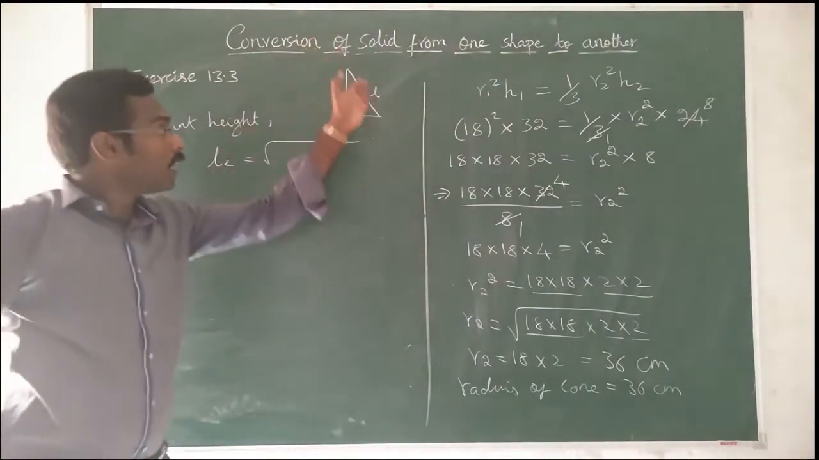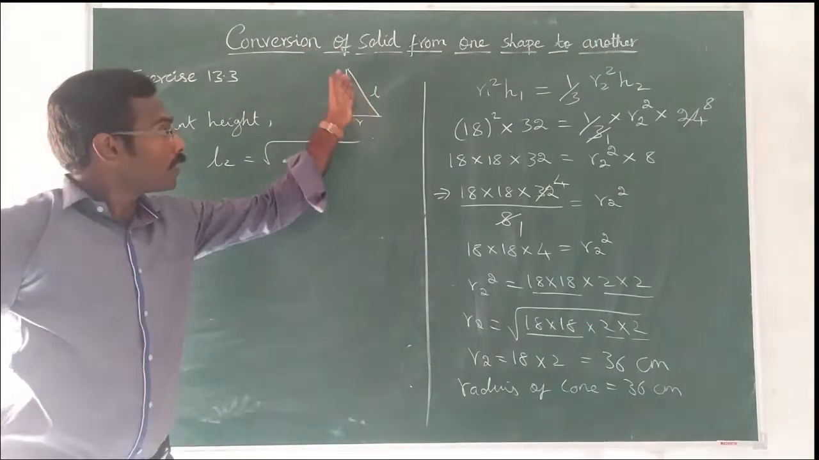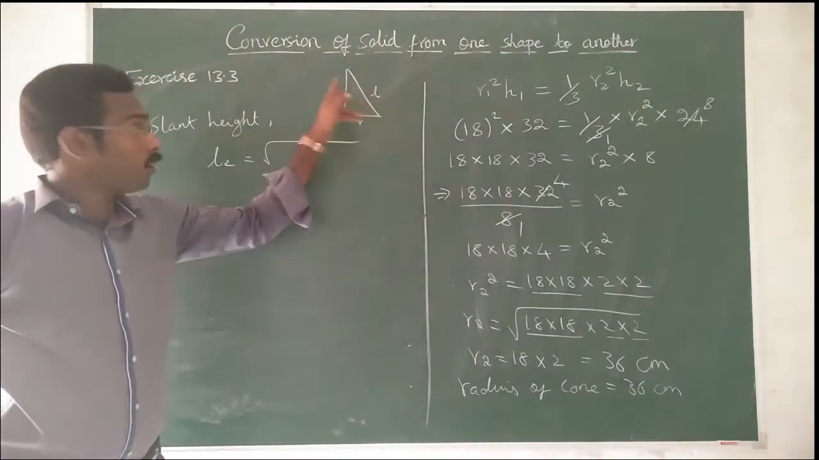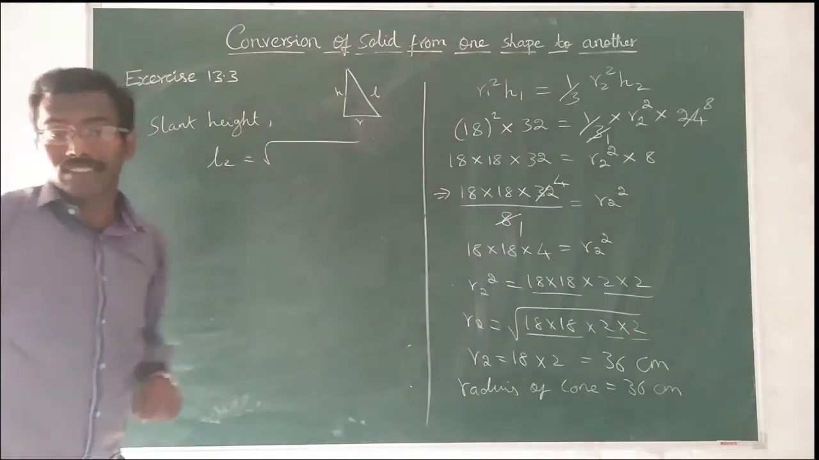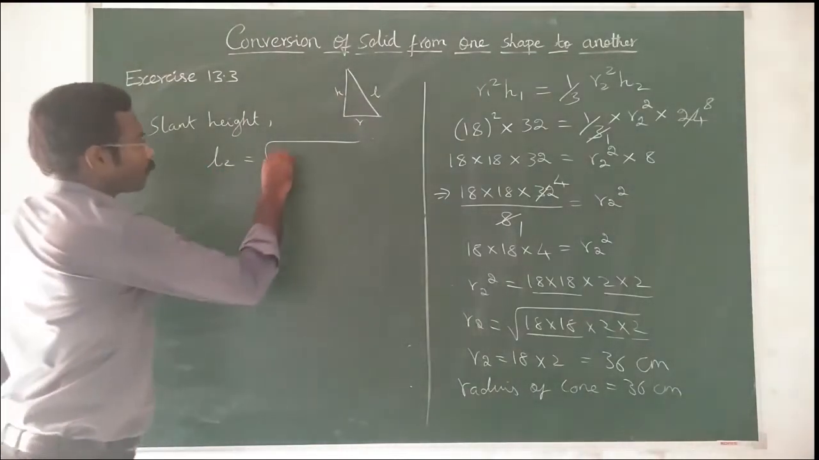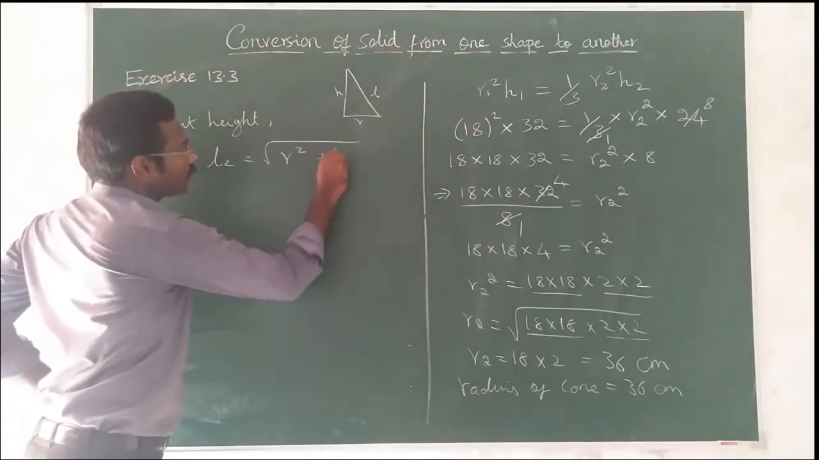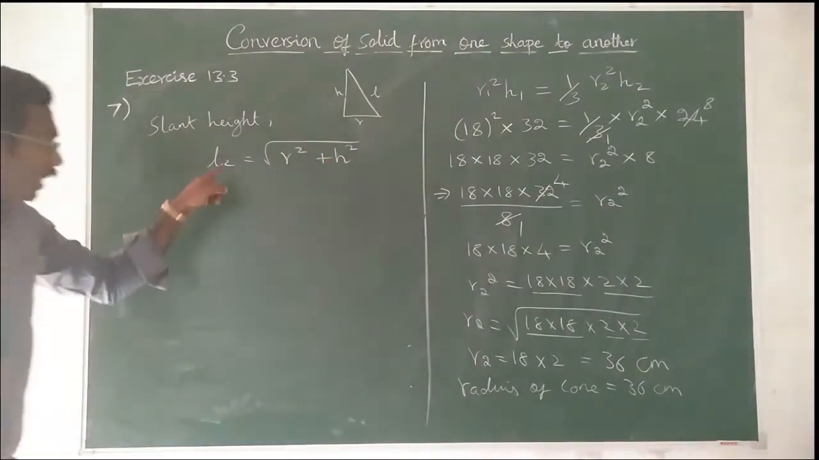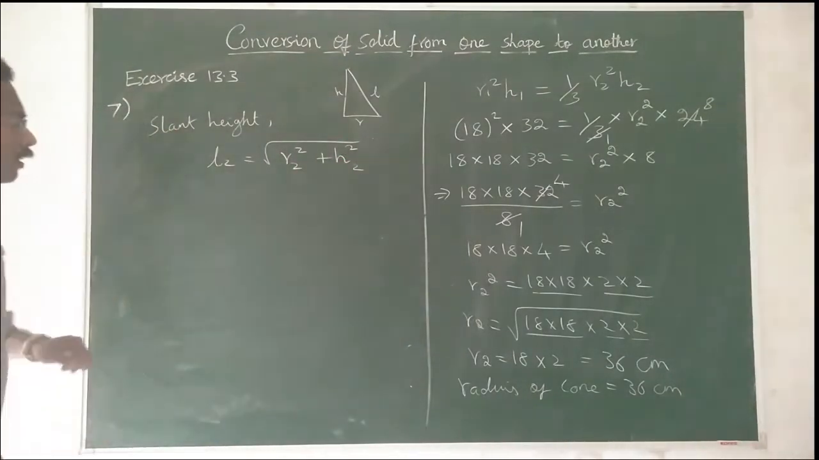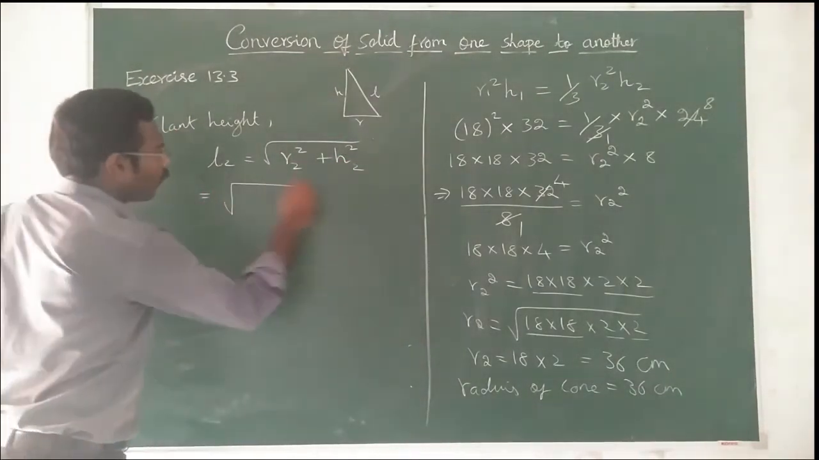So according to the Pythagoras theorem, hypotenuse square is equal to adjacent square plus opposite square. Based on that formula, slant height is equal to root of r square plus h square. So for the cone, I am writing it as l2. Clear?